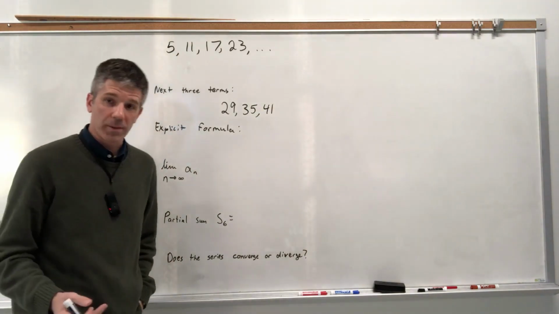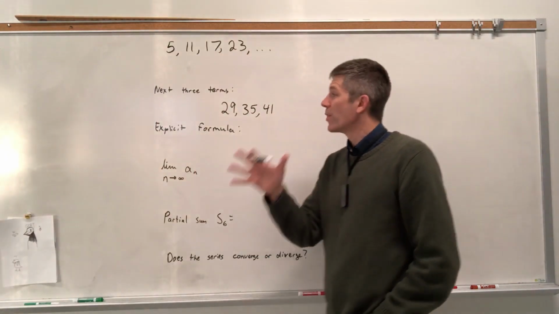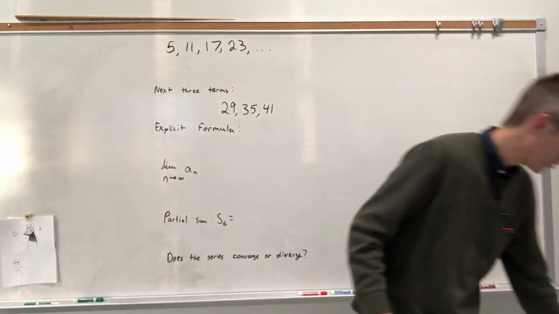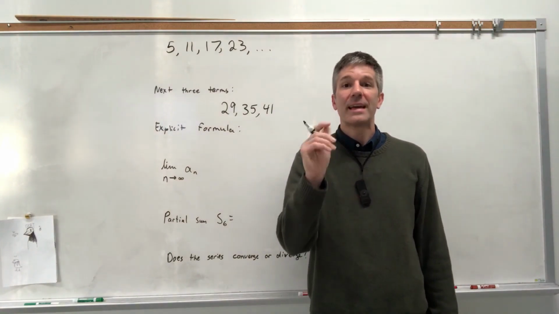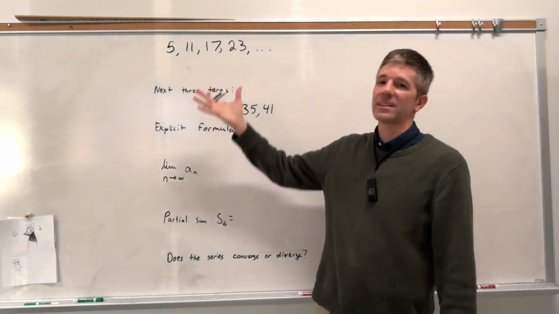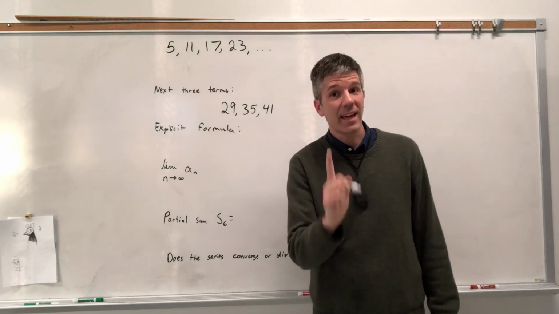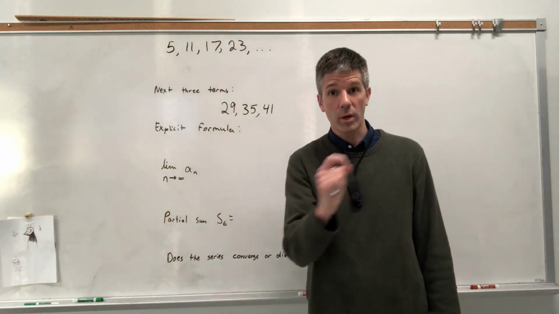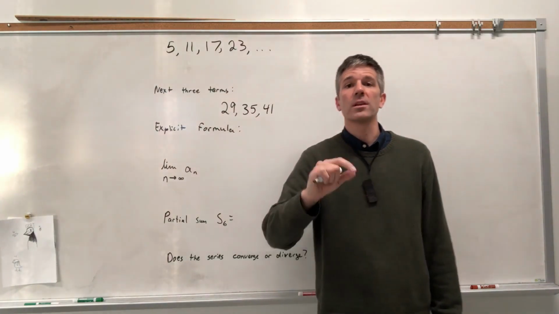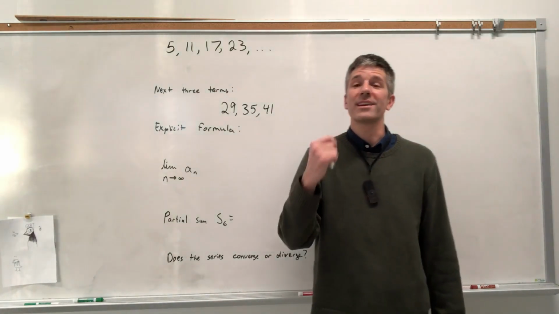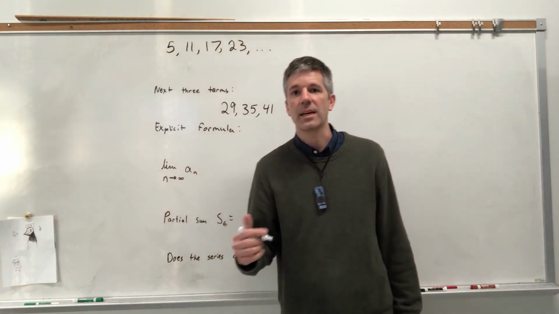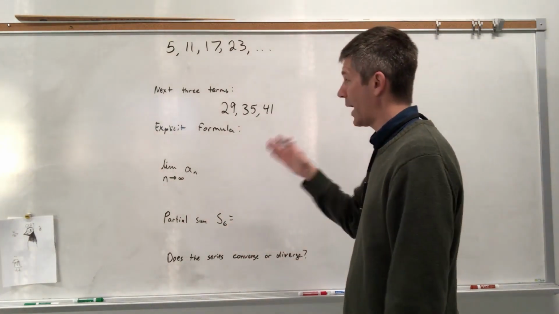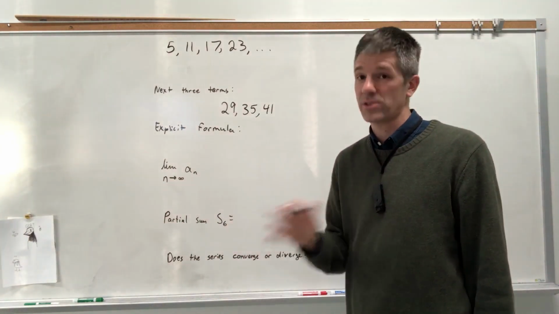The explicit formula. Okay, now things get fun. The explicit formula is the formula that will take us directly to the nth term. If I handed you this and I said, hey, what's the 100th term? Instead of counting first term, second term, third term, add 6, add 6, add 6, add 6 to get to the 100th term, the explicit formula will take you directly there. The word explicit in the cleanest context basically would mean direct. It is very direct. So I want to get directly to any given term.